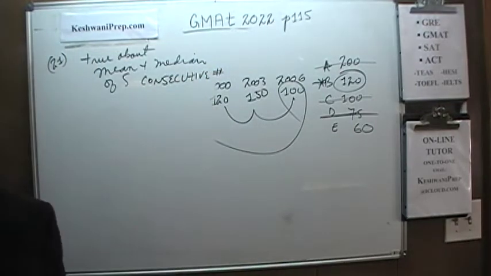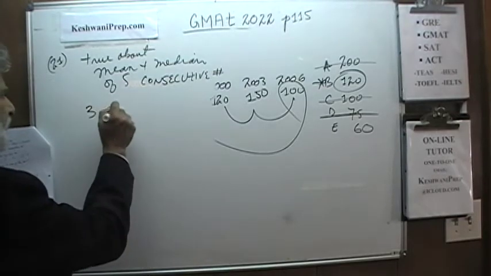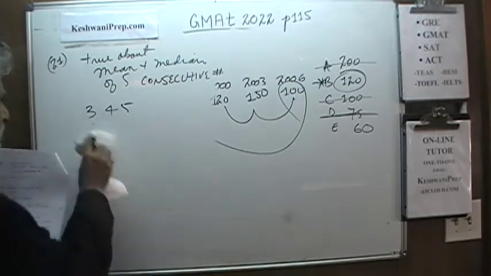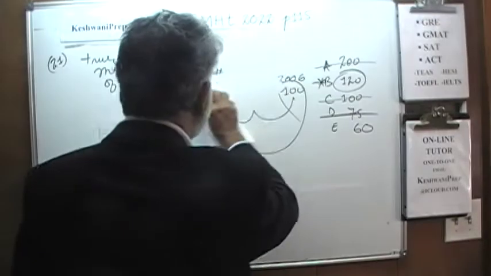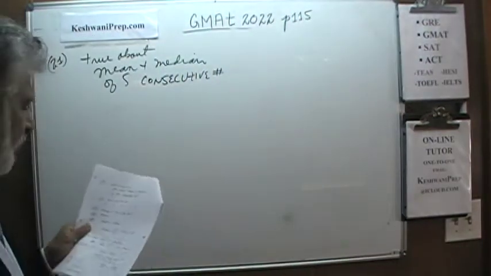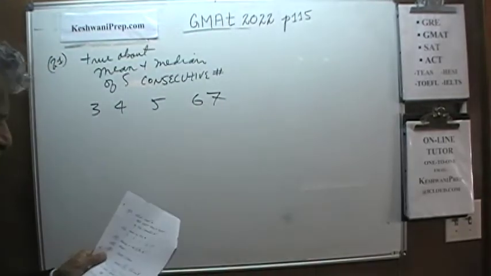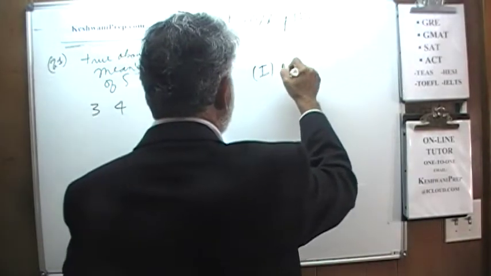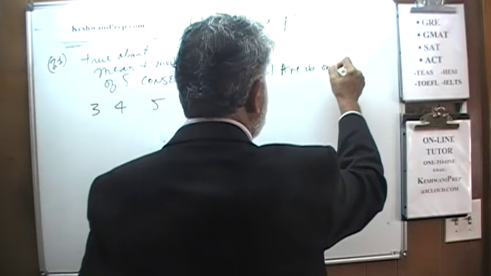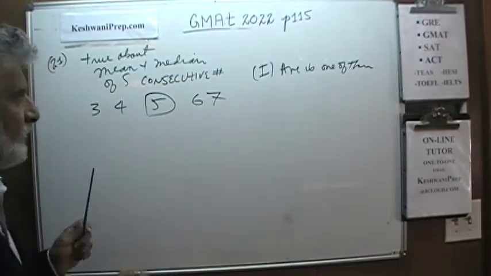So let's just make up 5 consecutive numbers and we'll go statement by statement. Let's erase all of this and make up 5 consecutive numbers: 3, 4, 5, 6, and 7. The first statement says that the average is one of them, which it is. The average of any 5 consecutive numbers is going to be the middle one because there are 5 of them. So that is true, the average is one of them.